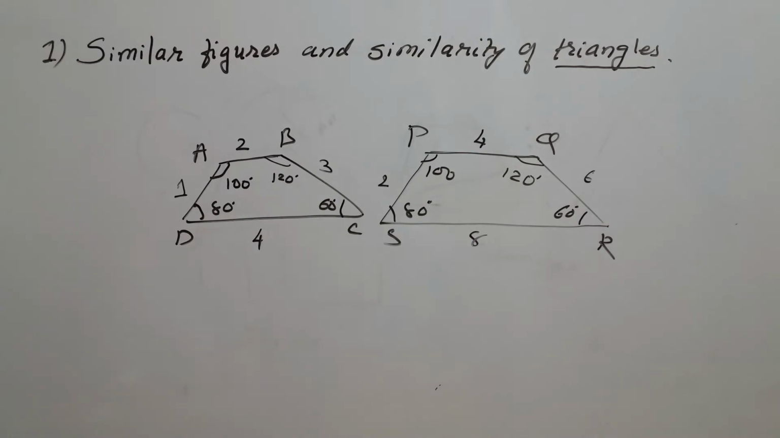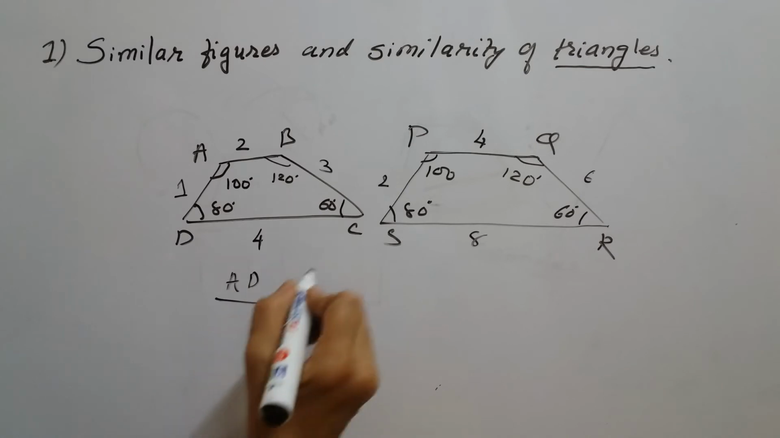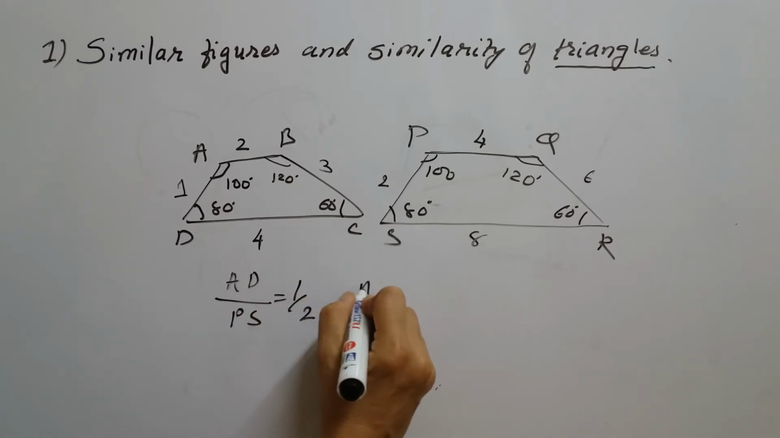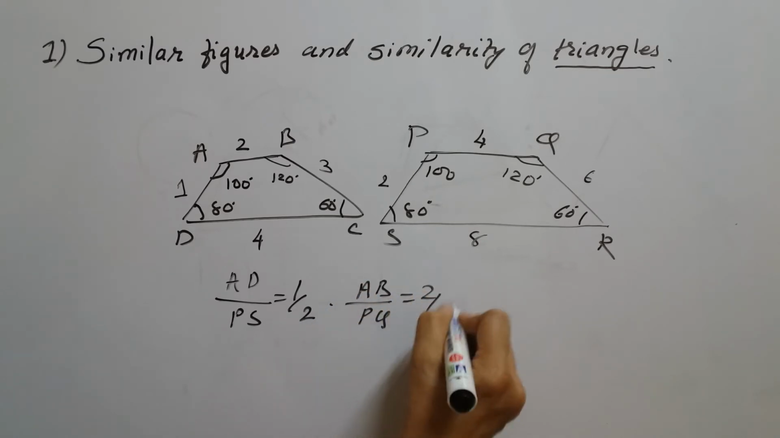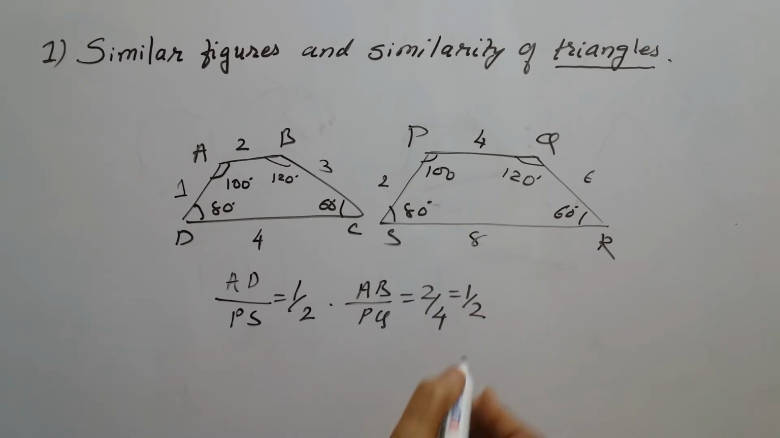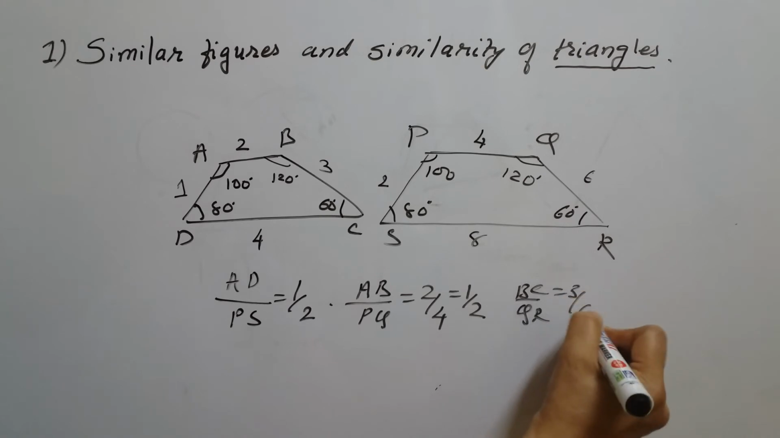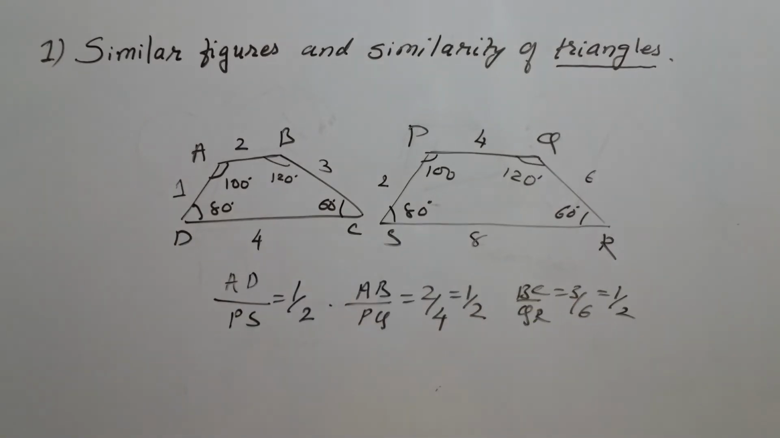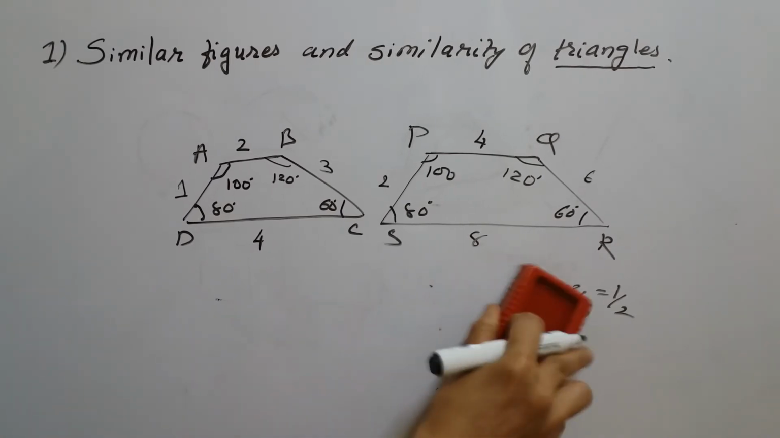If I take the ratios of the sides, when I calculate AD by PS, I get 1 by 2. When I calculate AB by PQ, again I get 2 by 4, that is coming to 1 by 2. If I calculate BC by QR, that is also 3 by 6, that is 1 by 2. Means as I calculate the ratios of the sides, all the ratios are equal. In that case, when we say all the ratios are equal, the sides are in proportion.